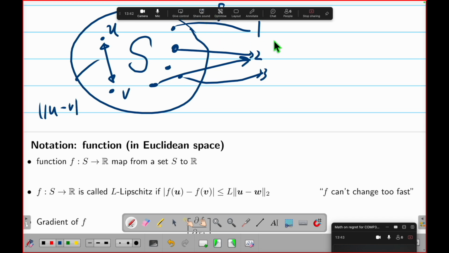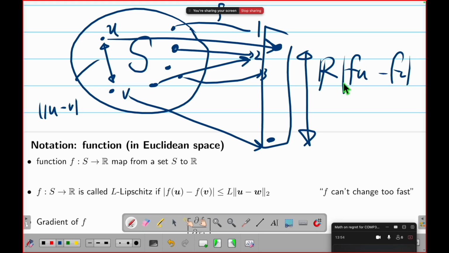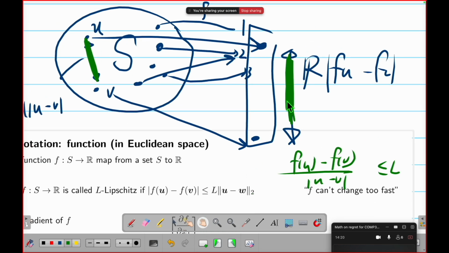Because I have a function f mapping everything to the real line, this point goes to here, and this one goes to here. This is f(u) minus f(v). So the ratio between the length of one green segment and the other, I can divide them: |f(u) - f(v)| divided by |u - v| is at most L. What does it mean? It means that the length growth cannot be bigger than L. The ratio cannot be bigger than L.